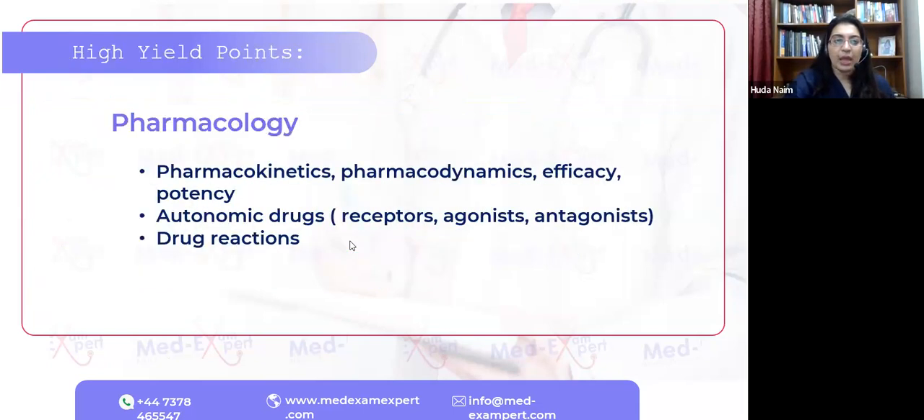Again, very important: whenever you come across any particular drug, always think about the mode of action, especially for neurological diseases and neurological drugs. If they're working on any autonomic receptors, what are the receptor agonists, what are the receptor antagonists? The drug reactions are very important, so always keep a note of that. If you're not able to find all of them, you can find all of this information in First Aid in the form of tables, so they're easily accessible instead of trying to go through different books. You can use First Aid for reference.